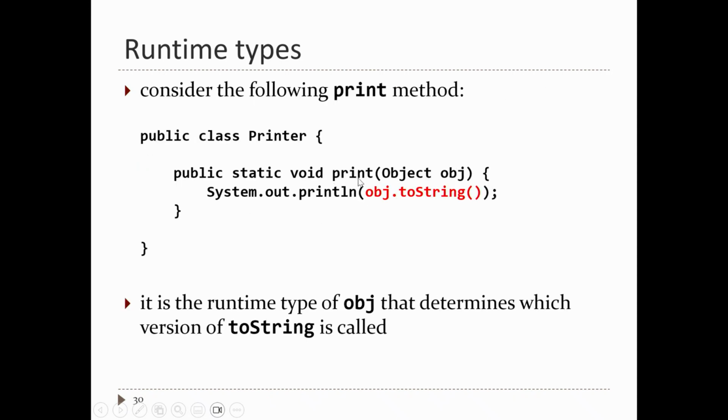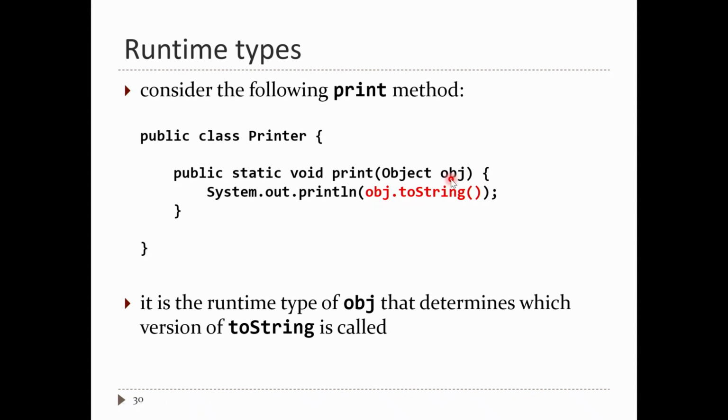And that's why things like this print method here always work. If I declare a method called print that takes in an Object, I can always call obj.toString and pass that to println. That will print the string representation of any object in Java. Why does this work?